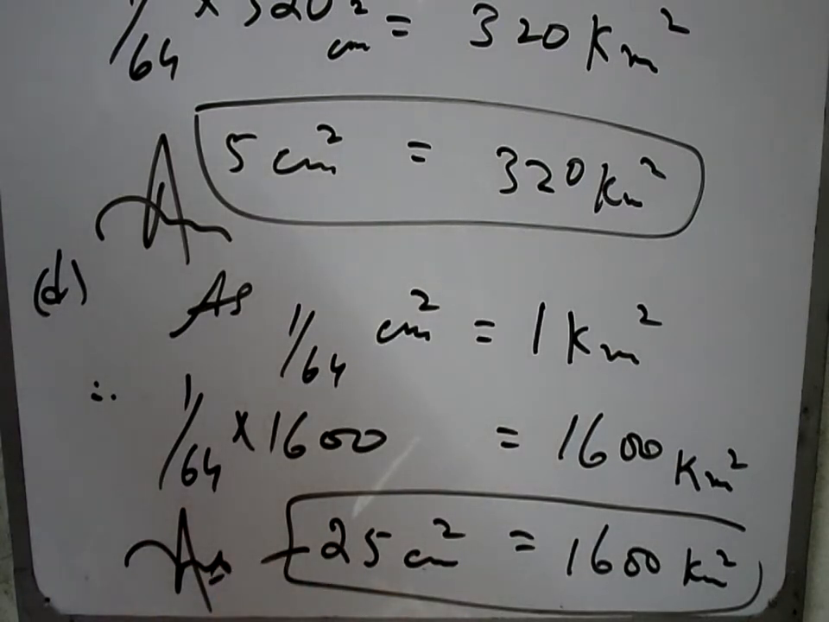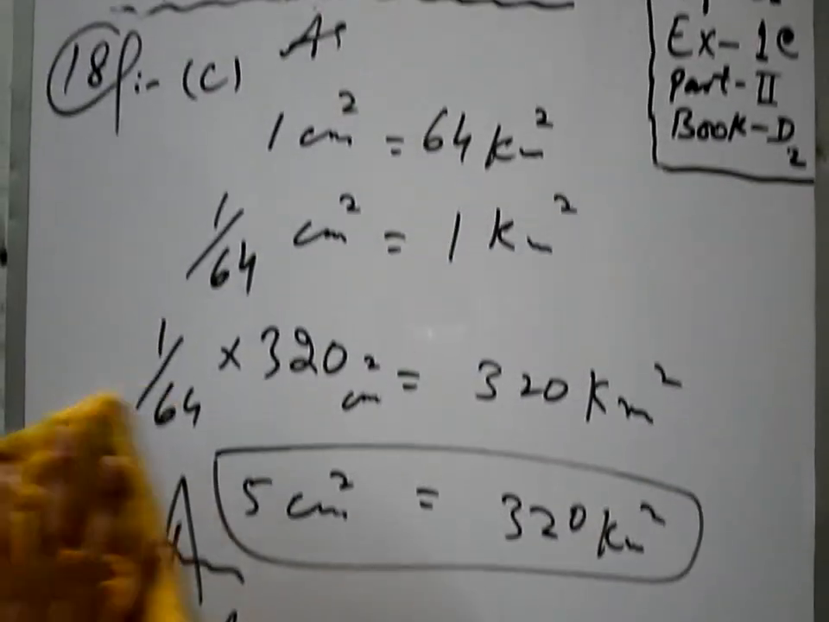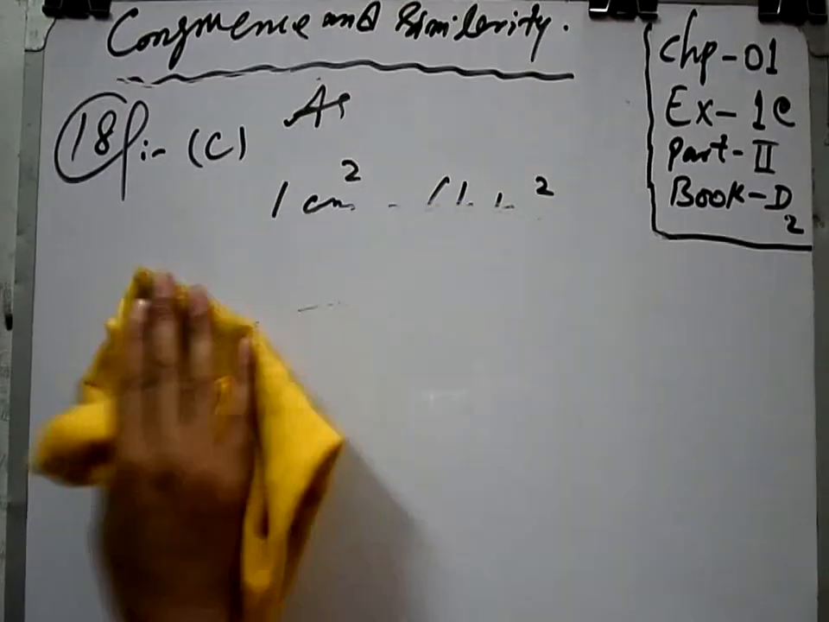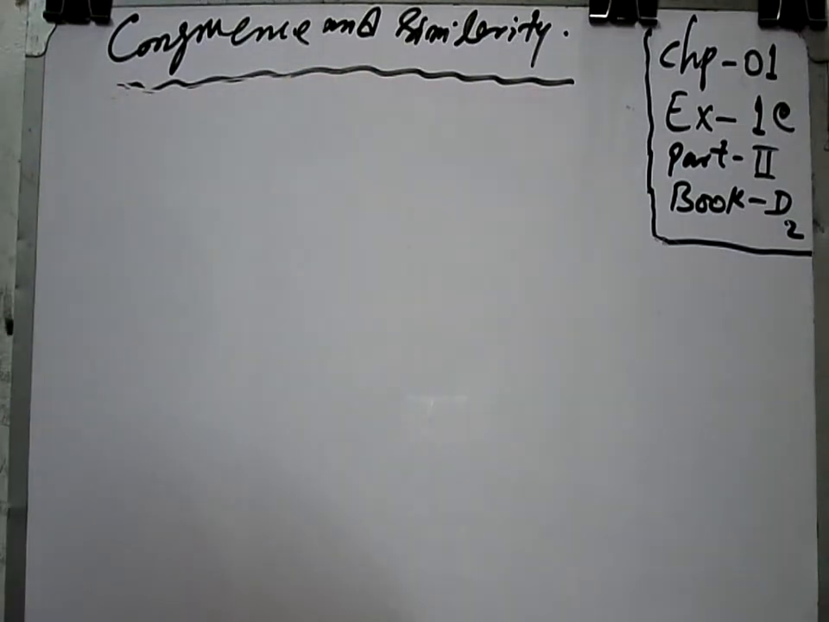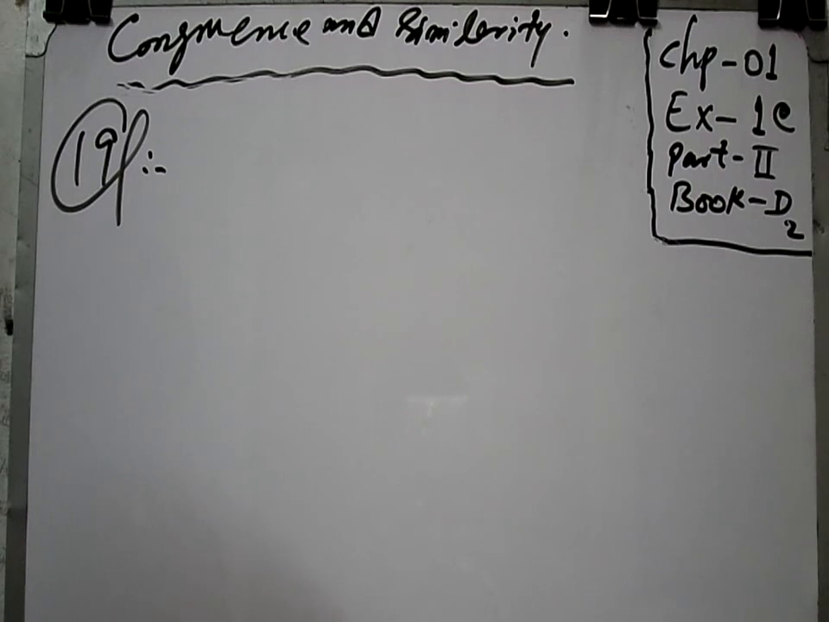So similarly coming to the next question, Question number 19. The scale of the map is 1:20,000. Find the area on a map which represents 124 kilometers square.